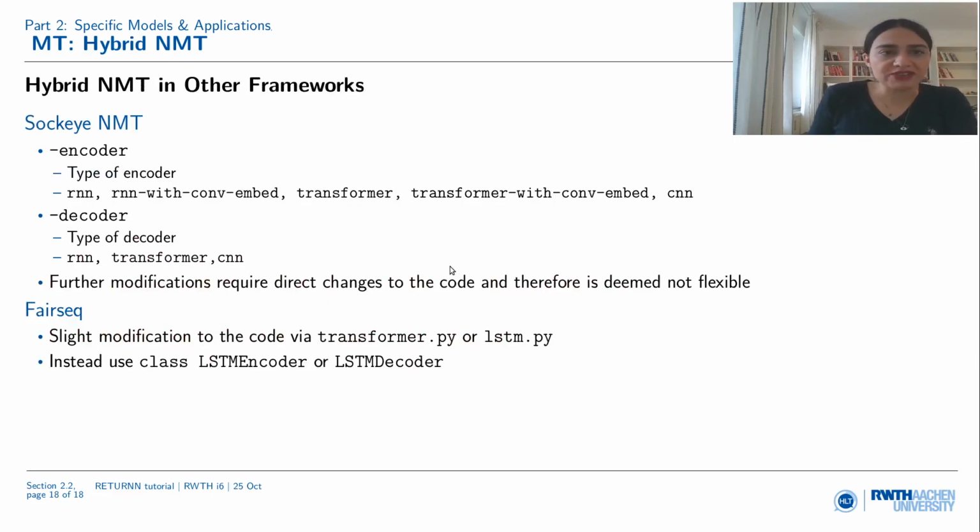How about hybrid NMT in other frameworks? For example, in Sockeye NMT, we can specify which type of encoder and decoder we want to use via options. Of course, again, further modification requires a little bit of change. However, in Sockeye version 2, they are much more generic than Sockeye 1. This is the same case in Fairseq as well. We need to slightly modify the code in the transformer.py or LSTM.py modules if required.